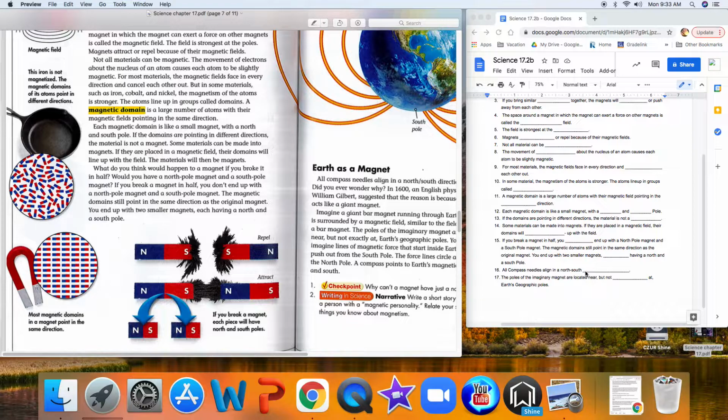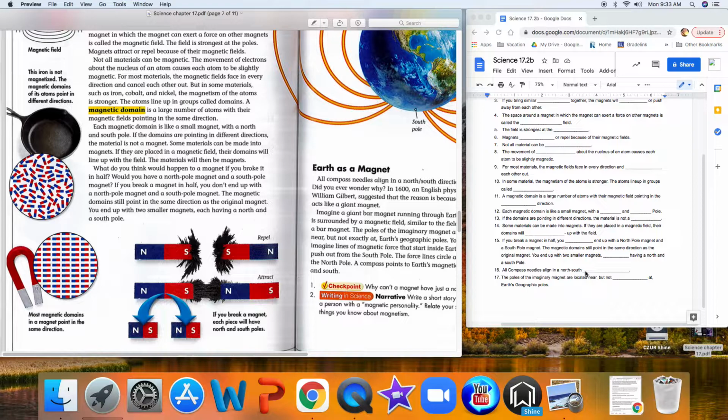Will line up with the field. The material will be in the magnet. Okay, guys, so what they're really saying is, if I want to make it a magnet, I need to get in a magnetic field. In other words, sometimes using a magnet will take other material and make it magnetic to line those things up.